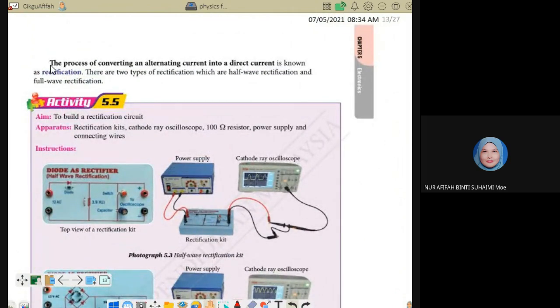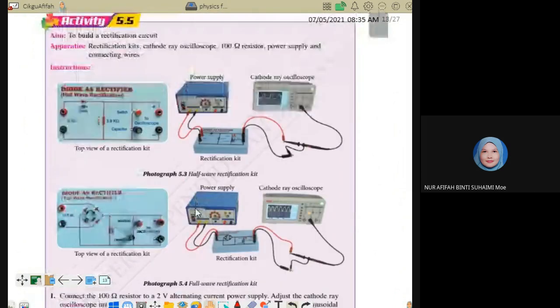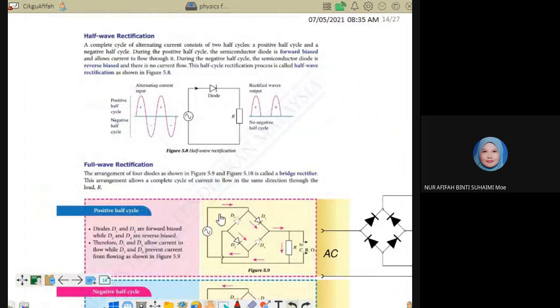Right, rectification, the process of converting AC to DC. Ni maksud definition lah. What is rectification? Rectifier. Diode as a rectifier to convert AC current to DC current. Ini dia punya kit. Kita keep lah yang ni. Tengok kepada yang ini. Okay, we have two types of rectification. We have half wave and full wave.